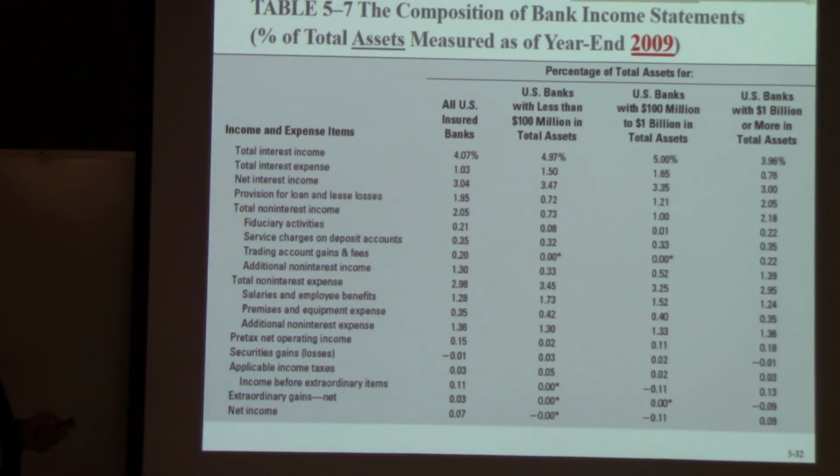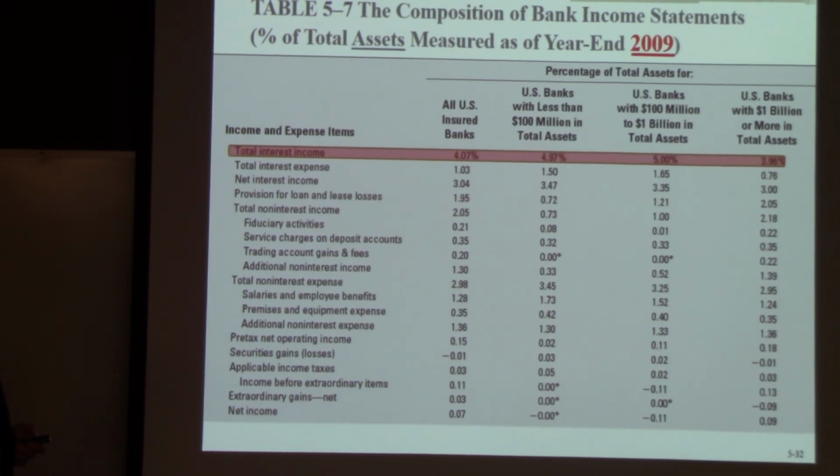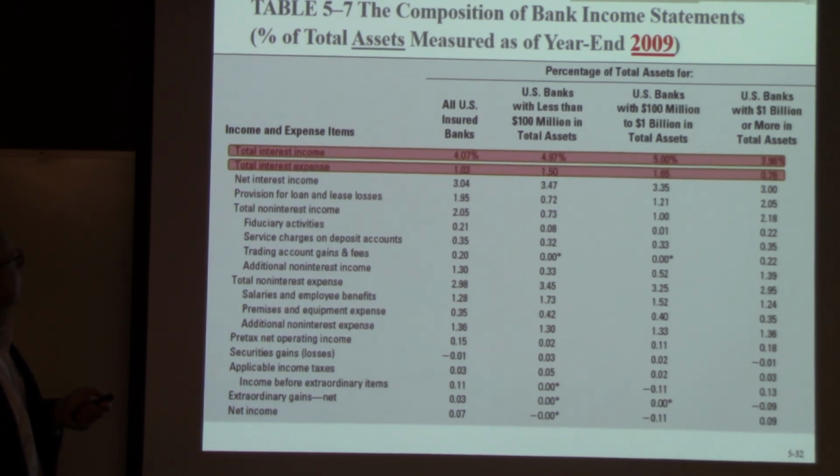So let's express these income statement items as a percentage of assets. So total interest income, which is a form of a yield, so the banks earn about 4%. It ranged from 5% for small banks to 4% for larger banks. Their total interest expense ranged from less than 1% for large banks to 1.65% for small banks.